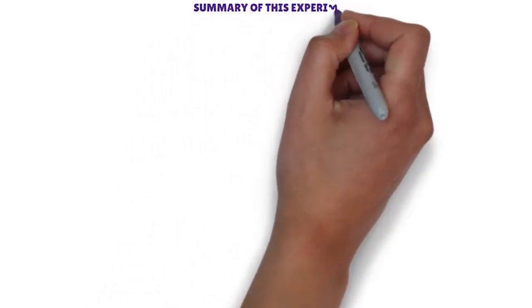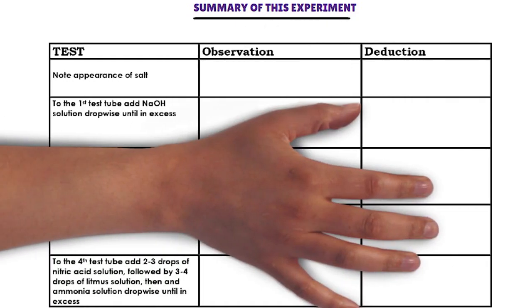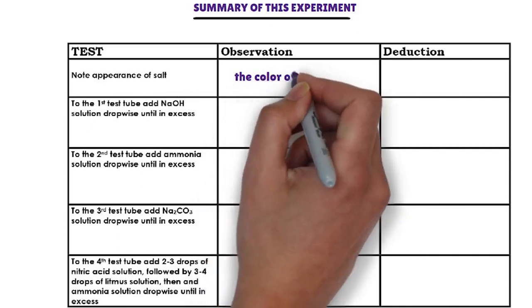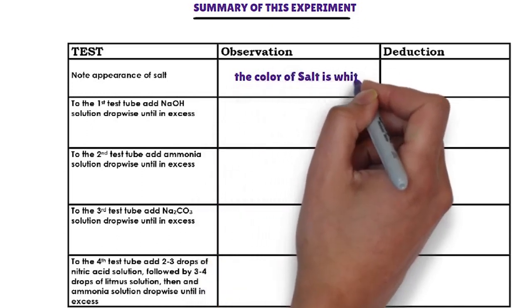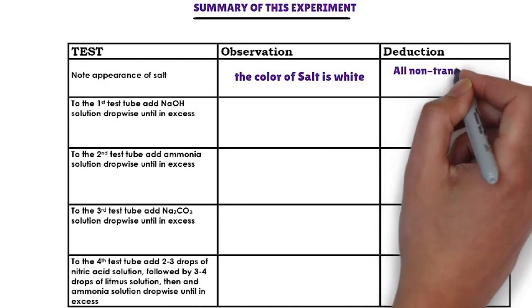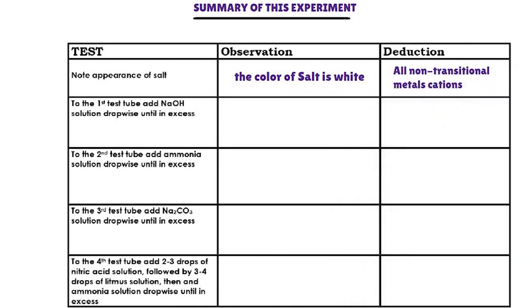Summary of this experiment. Observation. The color of salt is white. The white color of salt indicates that the cations present in salt are non-transitional metals cations. For examples, group 1 cation, group 2 cation, group 3 cation, group 4 cation, and so on.